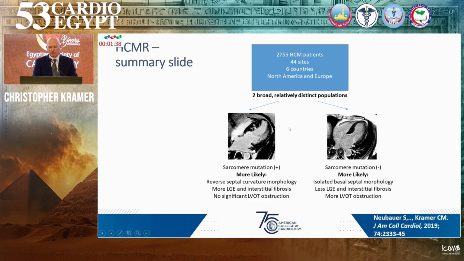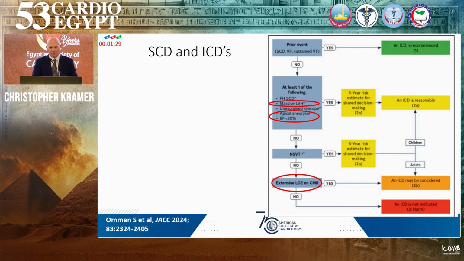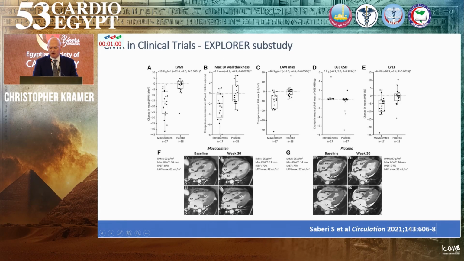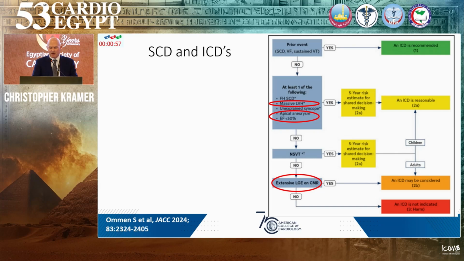So as we follow these patients, are the patients on the left the ones at risk for sudden death, and the ones on the right at higher risk for heart failure and need for cardiac myosin inhibition? In terms of indications for ICDs, this is the 2024 ACC/AHA guidelines. 4 of the indications are identified by CMR, including massive LVH, defined as wall thickness more than 30, LV apical aneurysm, and end-stage HCM defined as an EF less than 50%. These are all 2A indications for an ICD. And then extensive LGE on CMR is also a 2B indication for ICD.